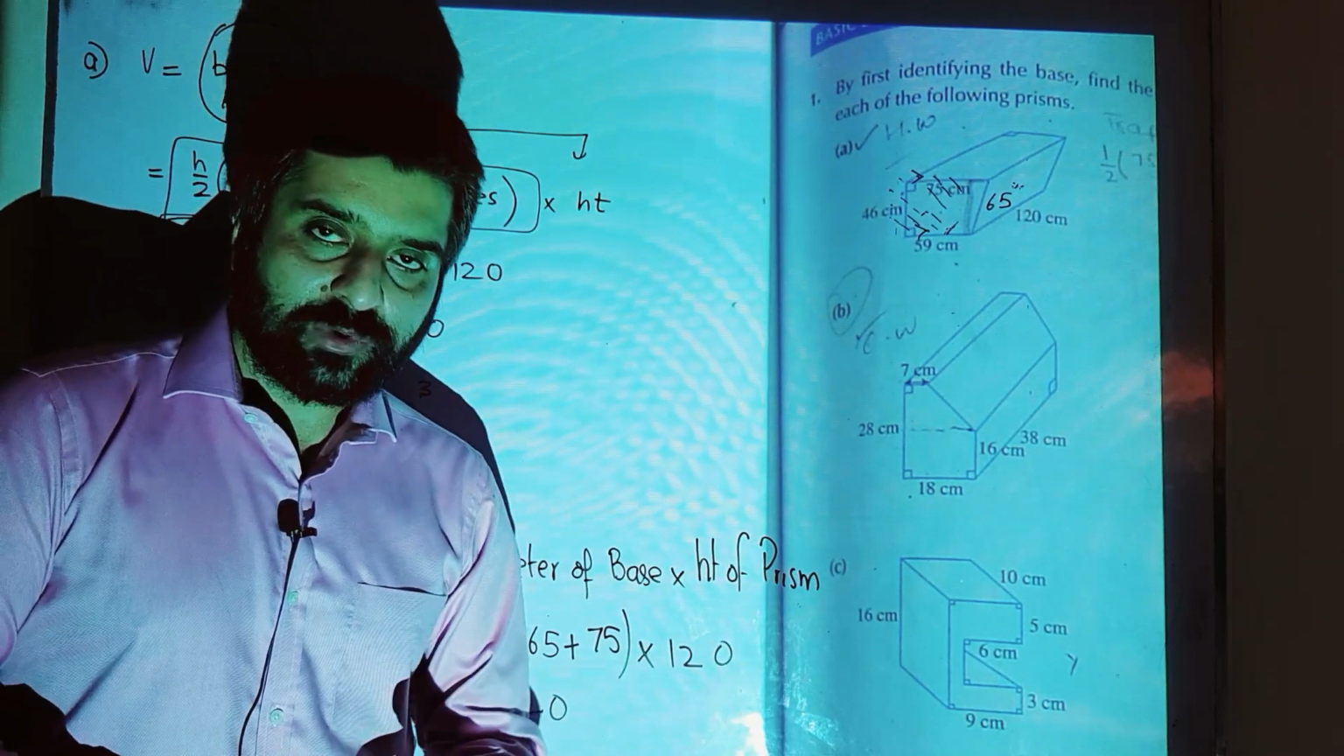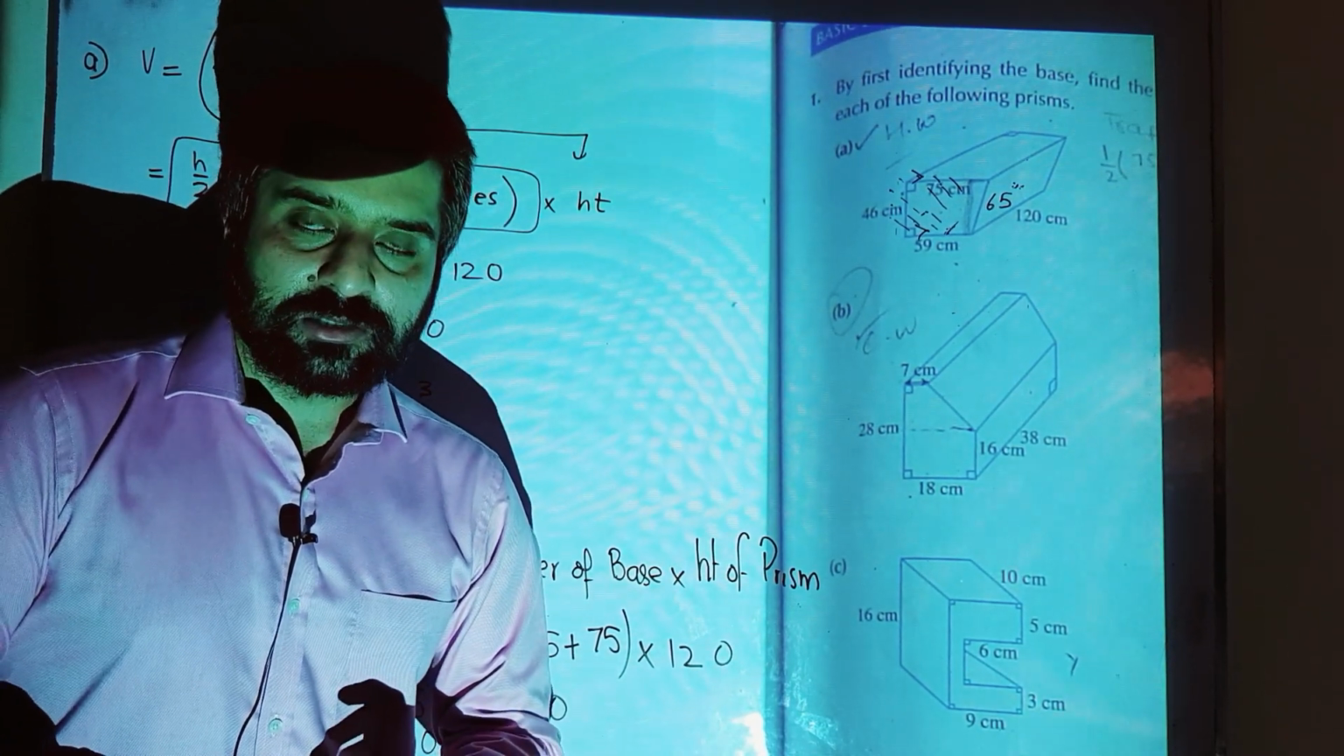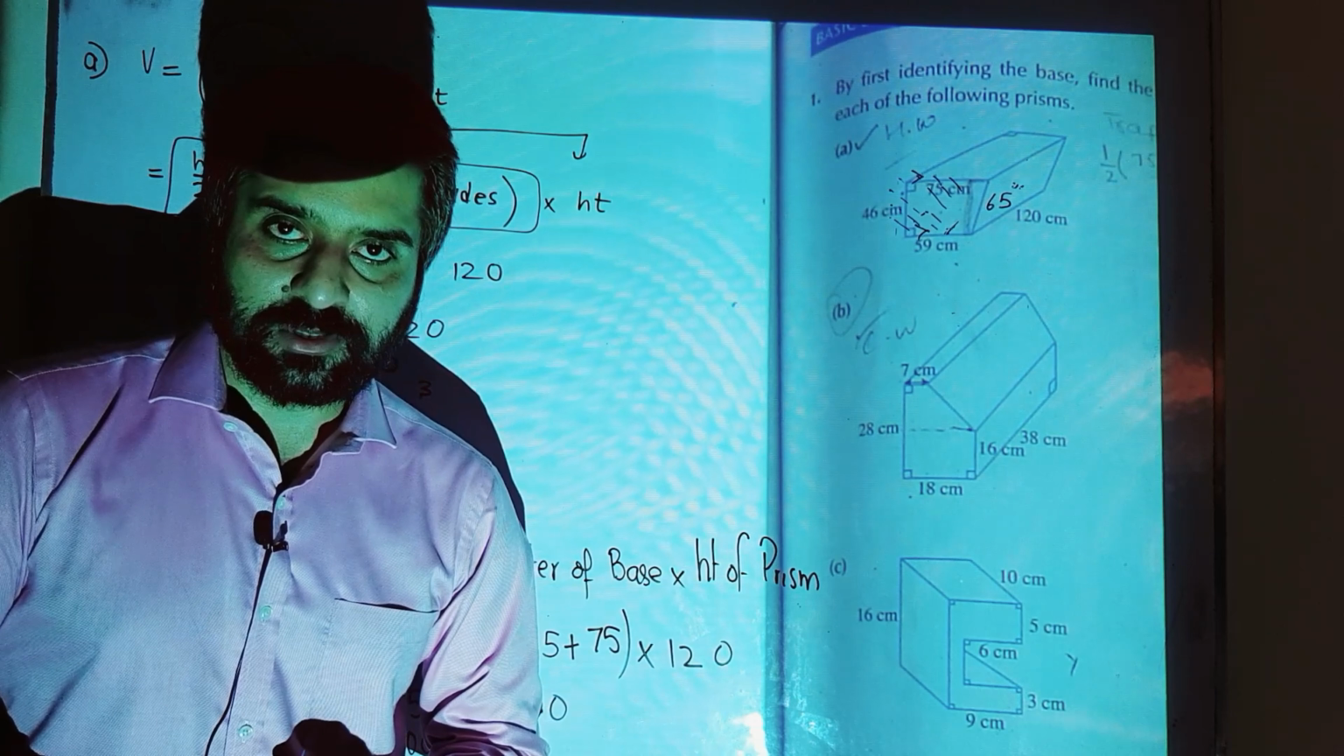In this way you are going to find the volume and surface area of a prism. Thank you so much.